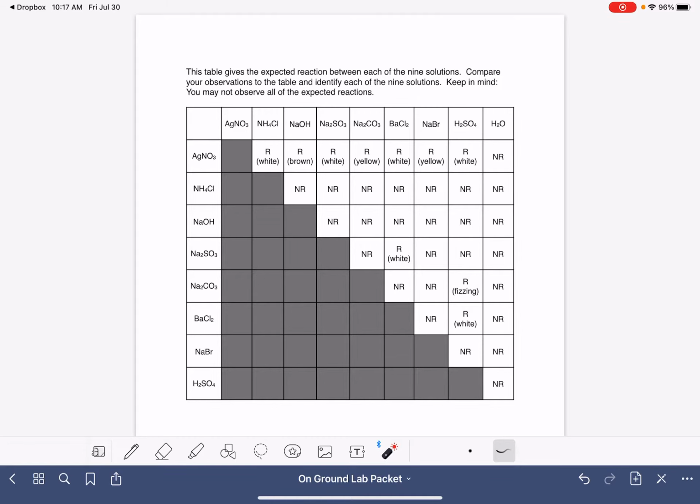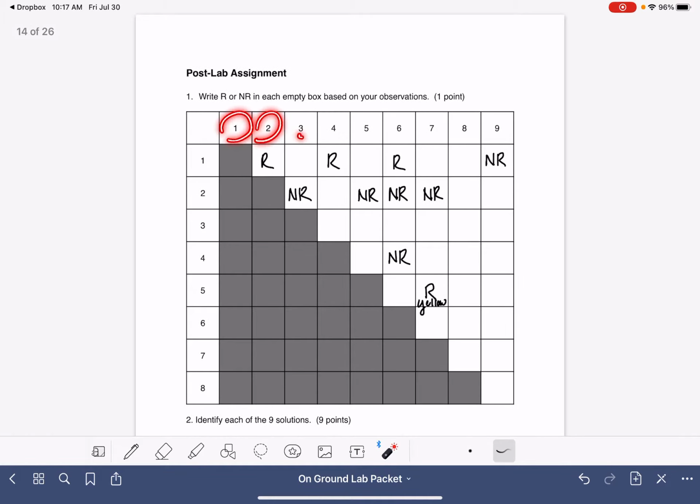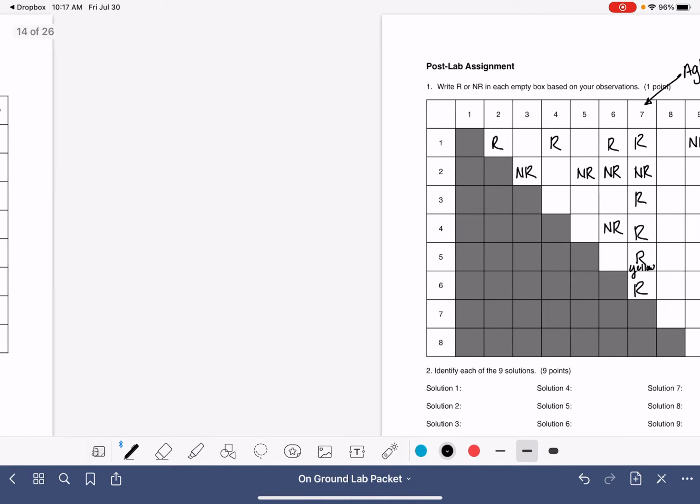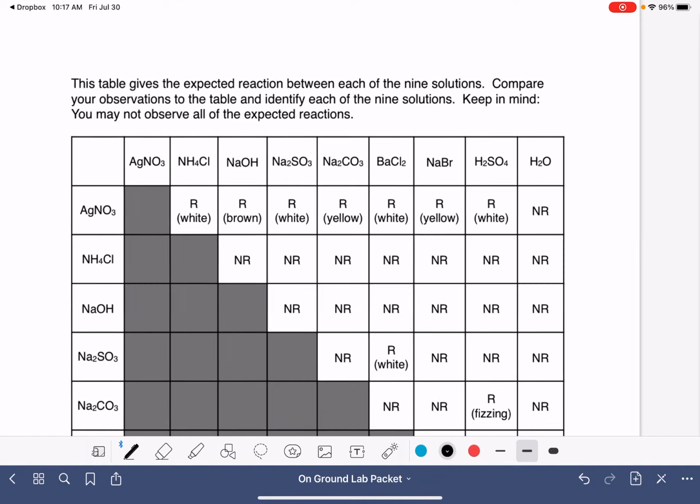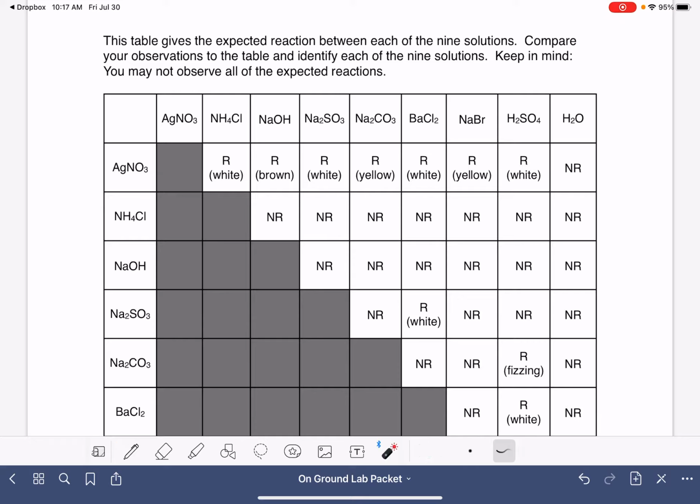You'll say, okay, out of these 9 solutions, I'm going to find the one that reacted over and over and over again. Let's just say that it's this one right here, number 7. Let's just say that this one had a ton of reactions. That means I'm going to know that this is AgNO3. So that's going to be my starting point. Once I know which one is AgNO3, we're going to zoom in and take a closer look at AgNO3's reactions because they're colorful.